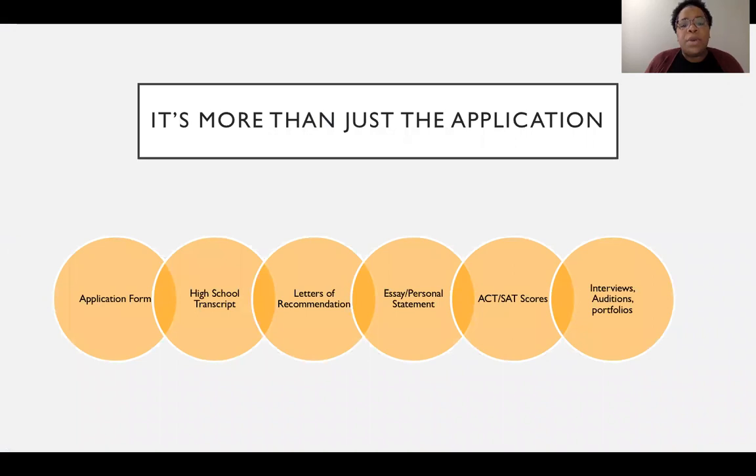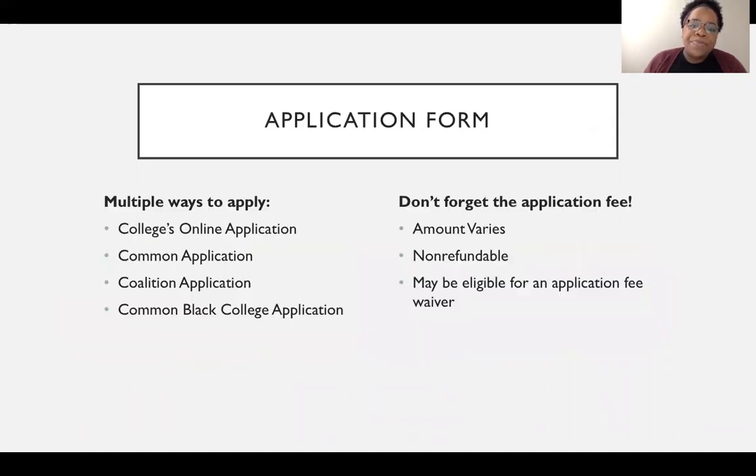So it's super important to be aware that the college application process is more than just the application. There are many different components and factors that you have to include in an application. So it's more than just going online and filling out an application. There are just so many individual parts that are key to making an application whole and complete. And so today I'm going to go into each one of these sections individually. So first up is the application form.